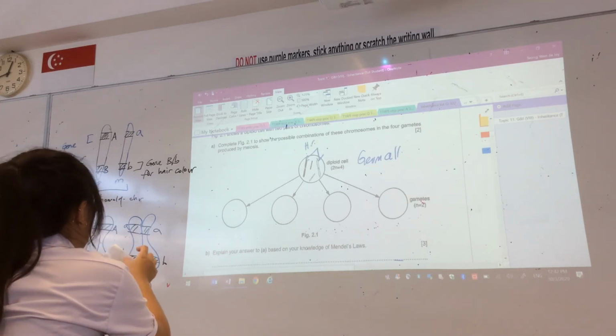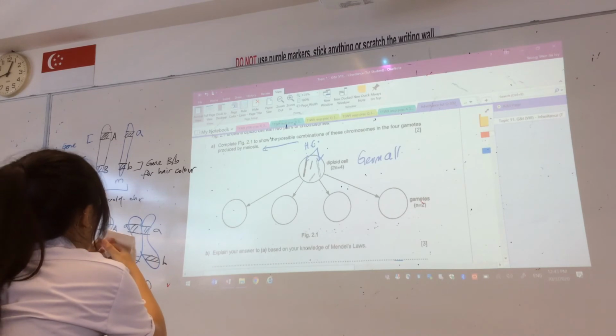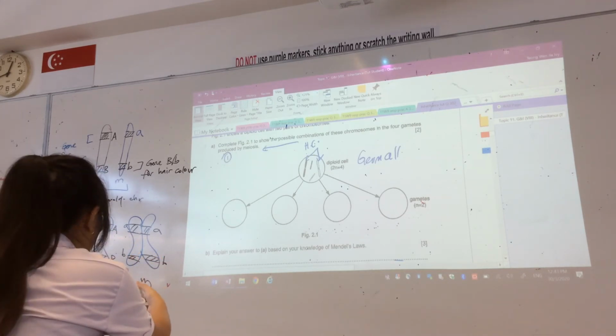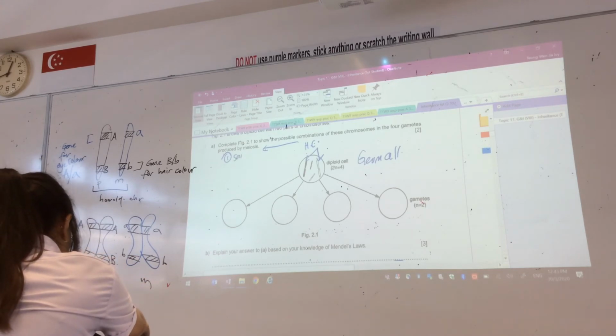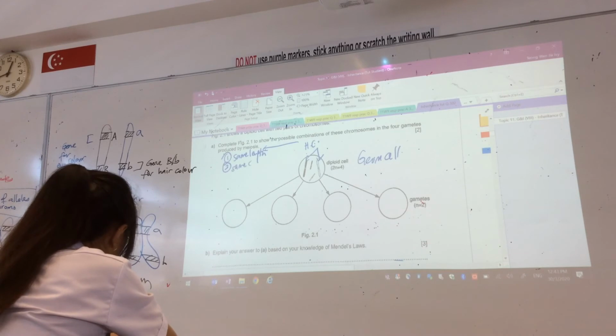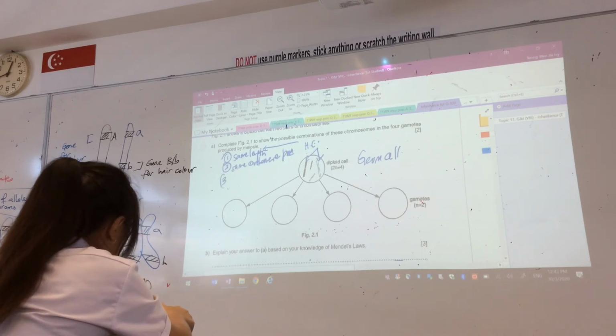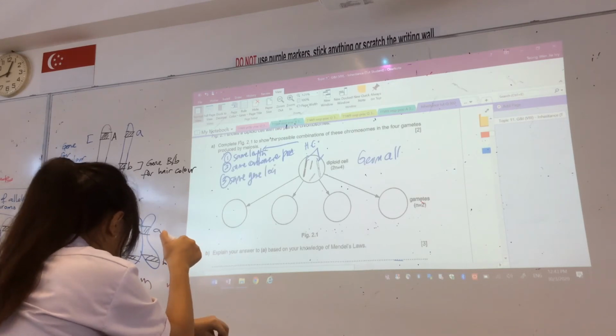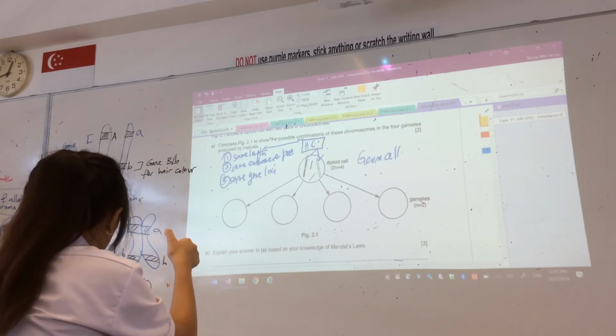Now, how do you define homologous chromosome? Look the same. Can you use proper language? Same length. Yes, same length, or you can say same size. Same gene locus. Same centromere position. Yes, same gene locus. So they are homologous chromosomes, right?